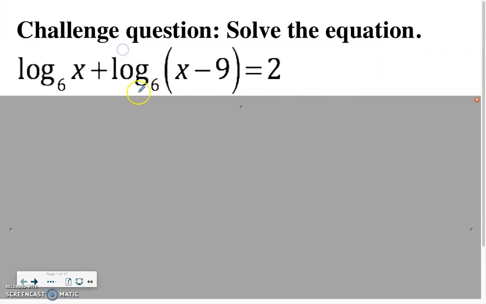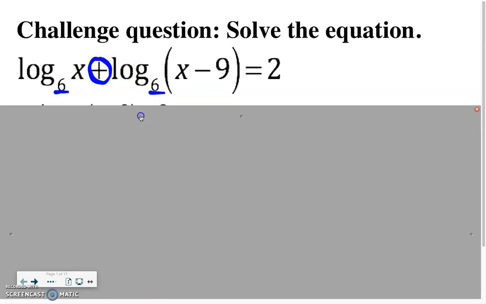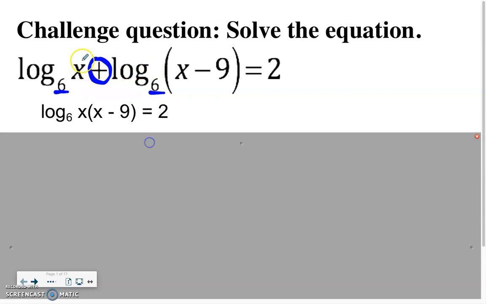In the challenge question, it was asking you to solve the equation. So we're trying to see if you could take what you just had from the last lesson and apply it to solve. Currently, we notice that the bases here are the same. Because the bases are the same, and we are adding logs using the addition rule, that means we are going to end up multiplying the expressions. So we take this expression times this expression, x times x minus 9, and then it becomes a single log.